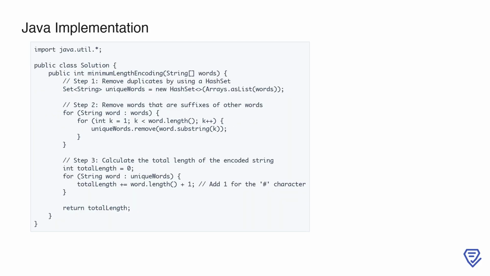This is the complete Java implementation for LeetCode problem number 820, short encoding of words. The logic mirrors the provided Python solution, with adjustments for Java's syntax and structure. Key differences include using a hash set for unique words and leveraging Java's substring method to remove suffixes. The code iterates through the array to filter suffixes efficiently and calculates the total length of the encoded string by summing the length of each unique word plus 1 for the hashtag character. The solution is concise and leverages Java's standard library effectively.